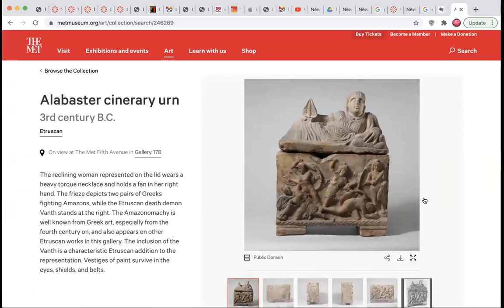But I just bring up the Metropolitan Museum because it is an incredible way to look at really primary research that just is so rich and gives you so much texture and reality to what you might be drawing.